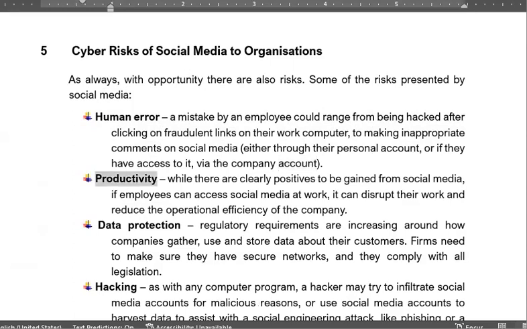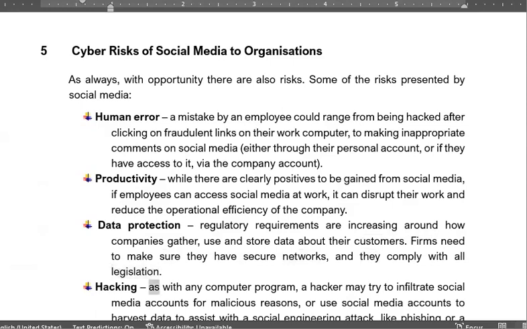Productivity. While there are clearly positives to be gained from social media, if employees can access social media at work, it can disrupt their work and reduce the operational efficiency of the company. Data protection. Regulatory requirements are increasing around how companies gather, use, and store data about their customers. Firms need to make sure they have secure networks, and they comply with all legislation.